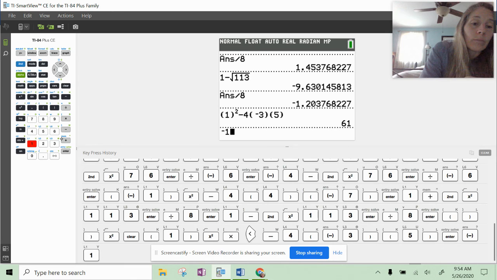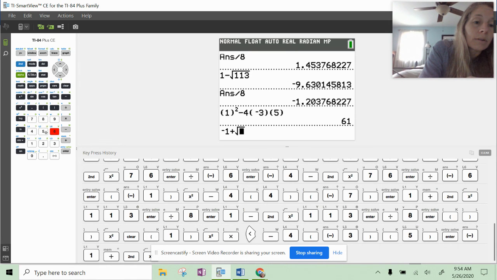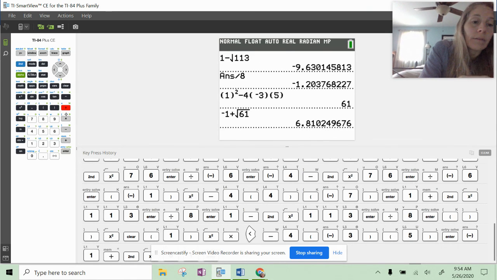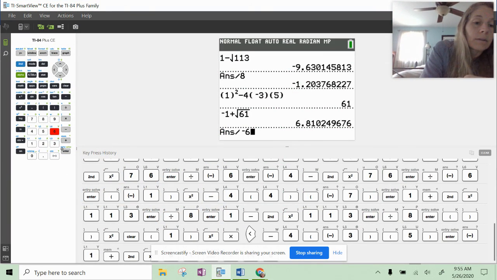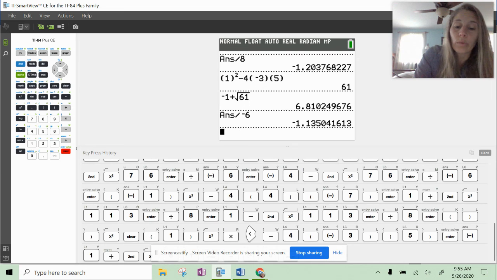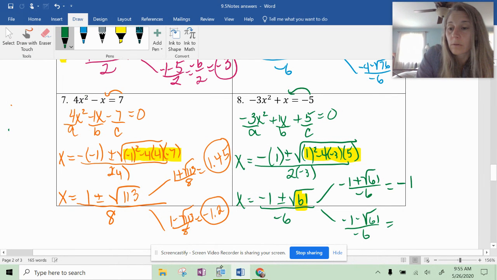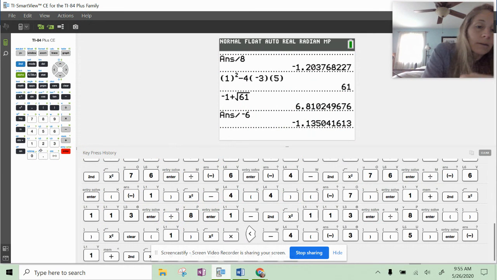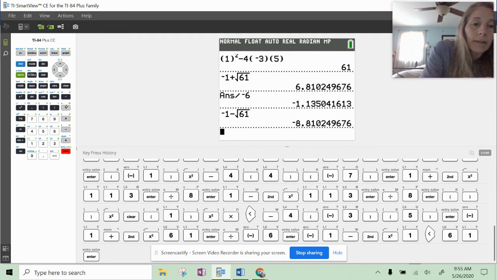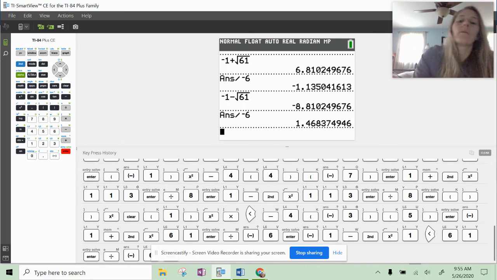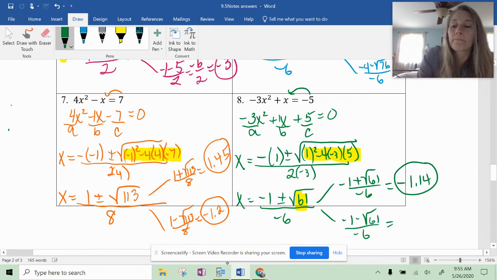So negative 1 plus the square root of 61. And we're dividing that by, I think it was negative 6, right? Yeah. Negative 6. Negative 1.14. And then negative 1 minus the square root of 61. Oops. And hit equals and divide that by negative 6. And we get 1.47.